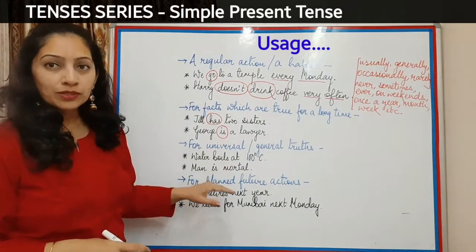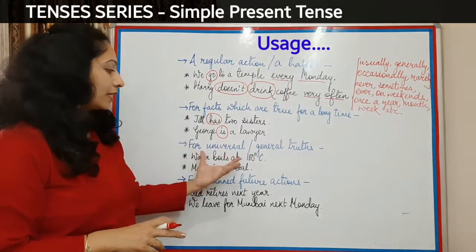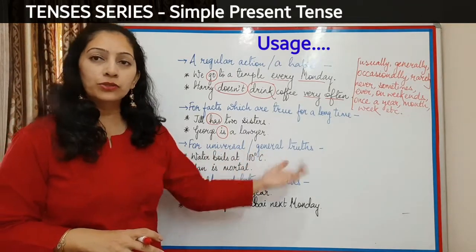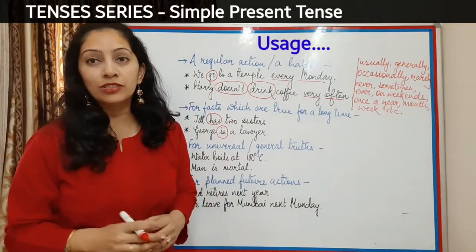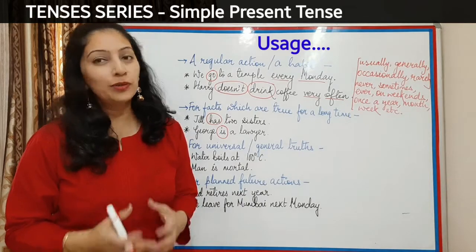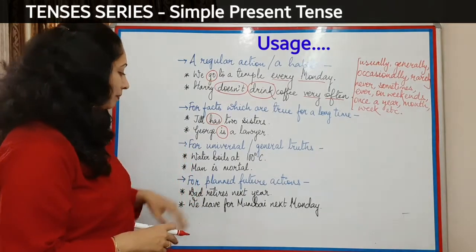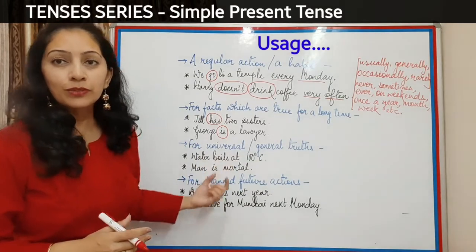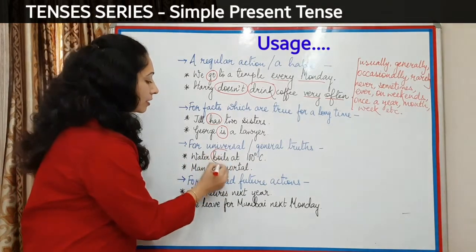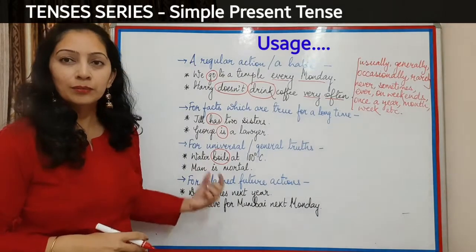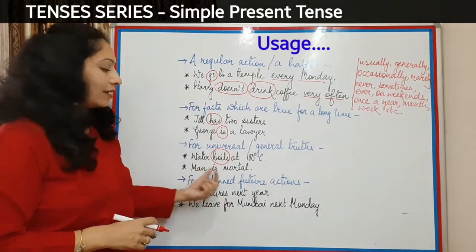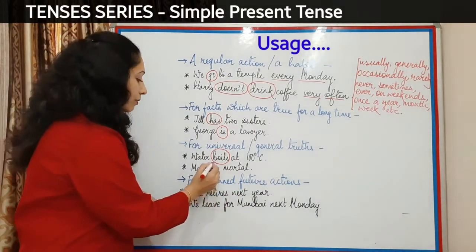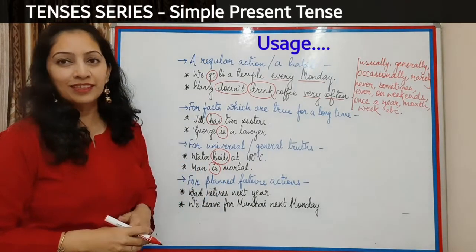The third use of simple present tense is to state universal or general truths, or universal facts, which we cannot change. Nobody can change them. Like here, water boils at 100 degrees. Now this is a universal fact. But if you look at the verb here, the verb is in the present tense, boils. Man is mortal. Again, look at the verb here. It is in present tense.